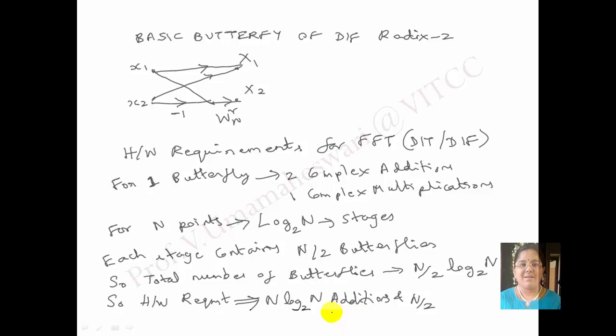Okay, and similarly for number of complex multiplications, for each butterfly you need one complex multiplication. So the number of complex multiplications needed is N by 2 log N to the base 2. This concludes the decimation in frequency radix 2 algorithm.